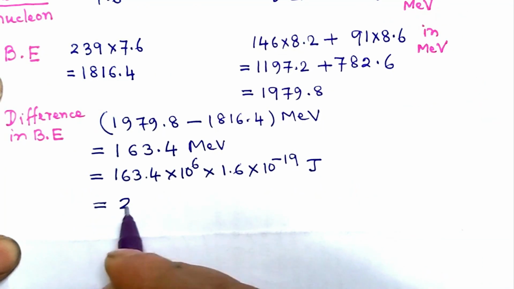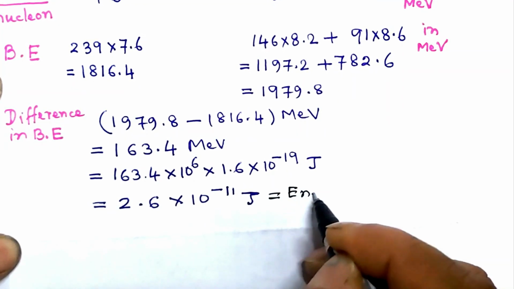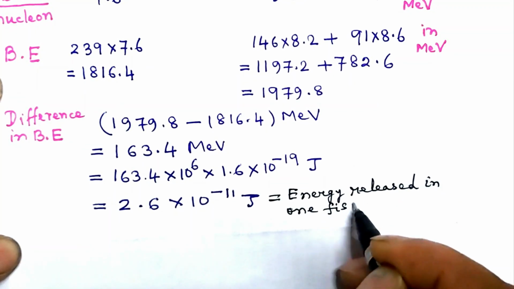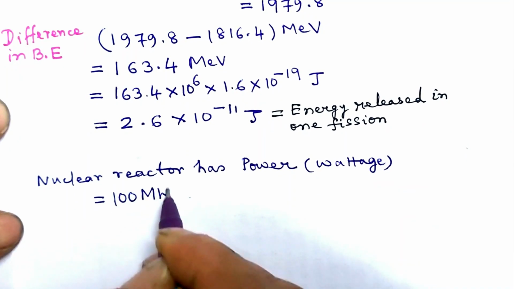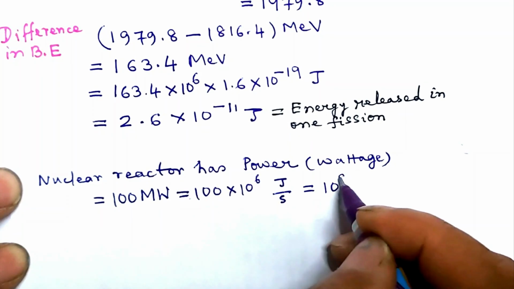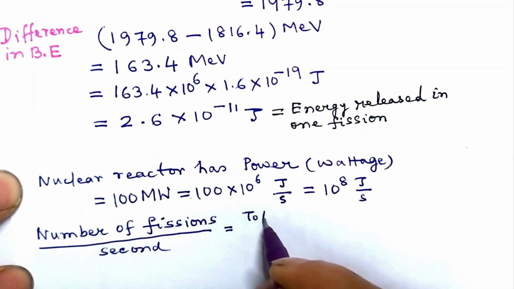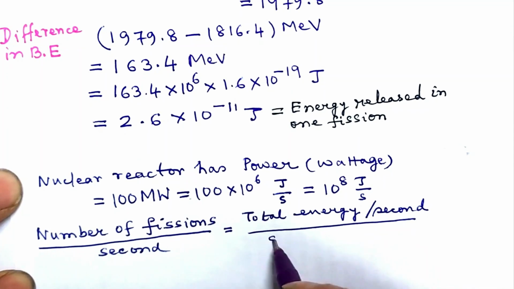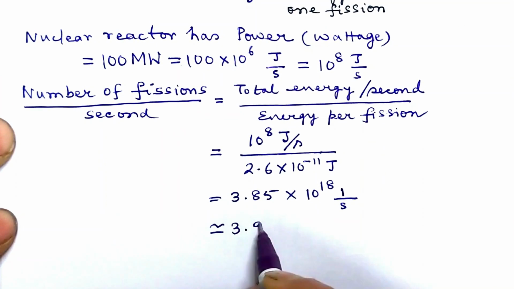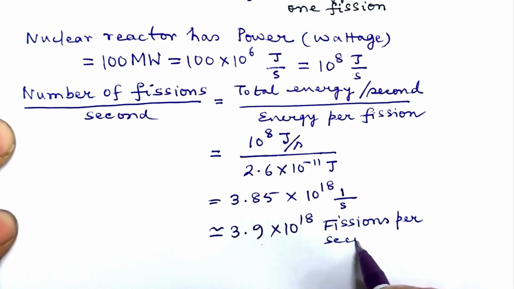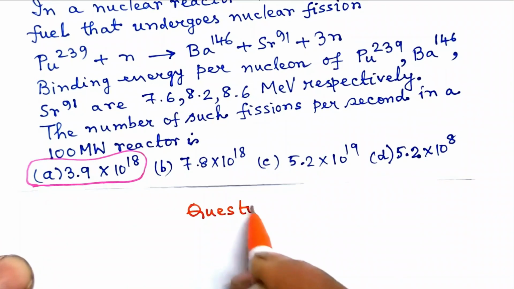Let us convert into joules. So it is 2.6 into 10 to the power minus 11 joules, and this is the energy released in one fission. Nuclear reactor has power, that is wattage, of 100 megawatt, which is 10 to the power 8 joule per second. Now number of fissions per second equals total energy per second divided by energy per fission. Substitute the values to get 3.9 into 10 to the power 18 fissions per second. So this is the correct answer. It is option A. Next question.